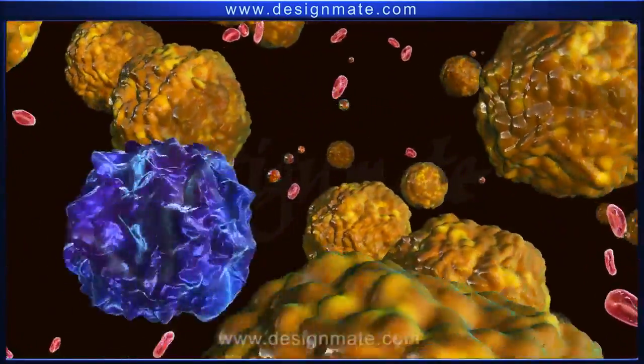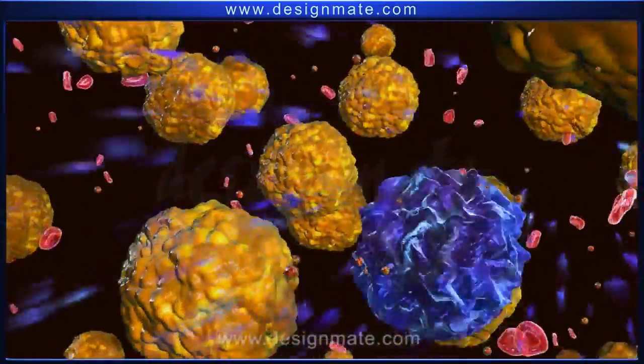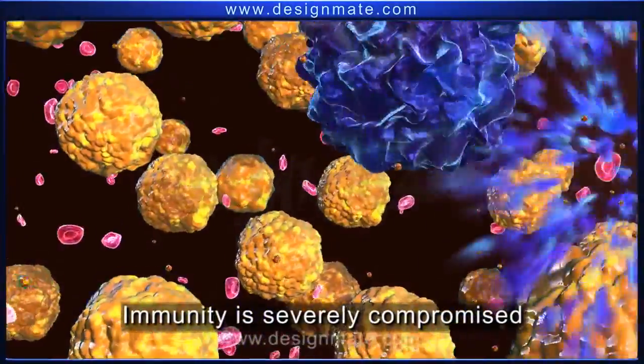Thus, due to the destruction of Th cells, which form a vital part of the immune system, the immunity is severely compromised.